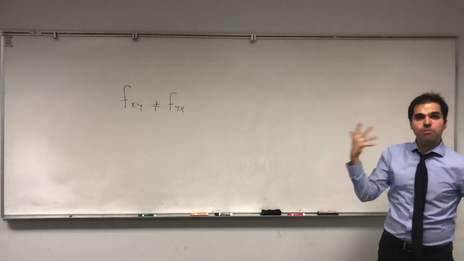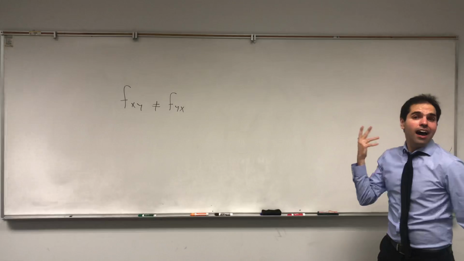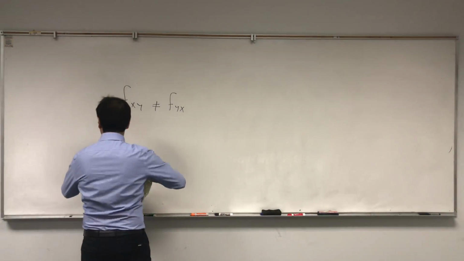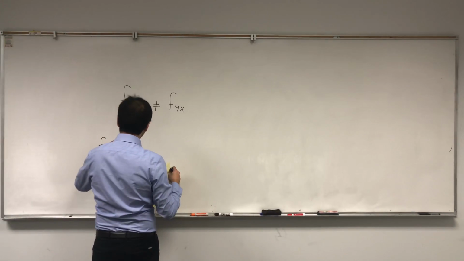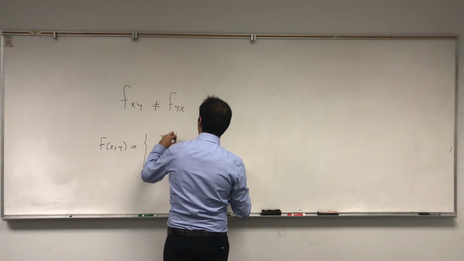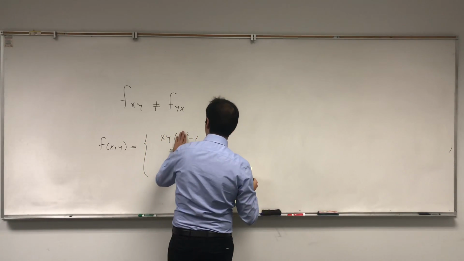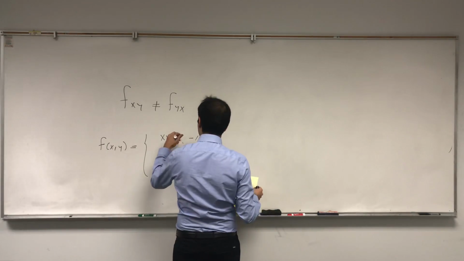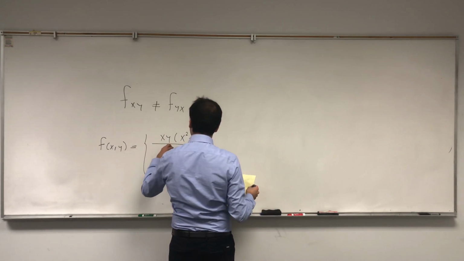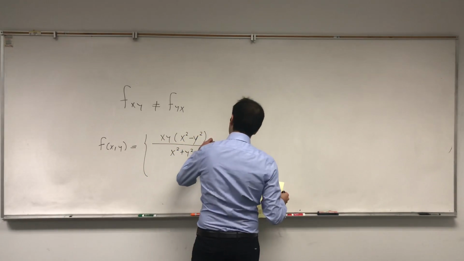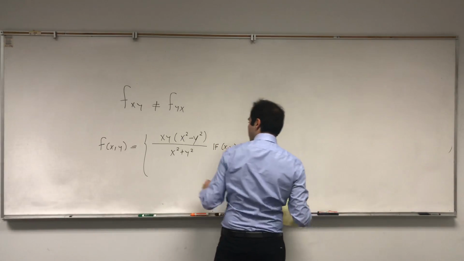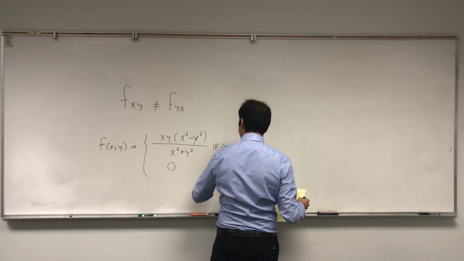So let me give you this pathological example, and I will show you later why we would even think of choosing that. Consider the following function. f of x,y is defined as xy times (x squared minus y squared) over (x squared plus y squared) if (x,y) is not equal to (0,0), and 0 otherwise. So at (0,0), it's 0.